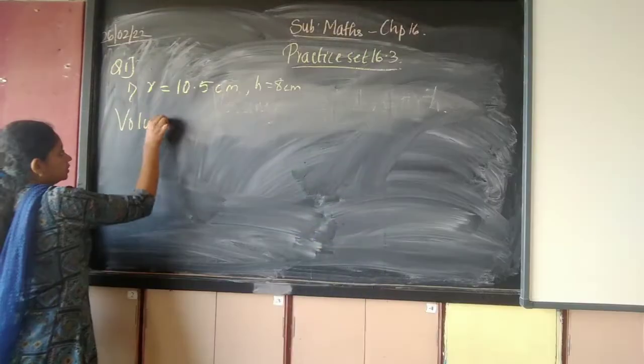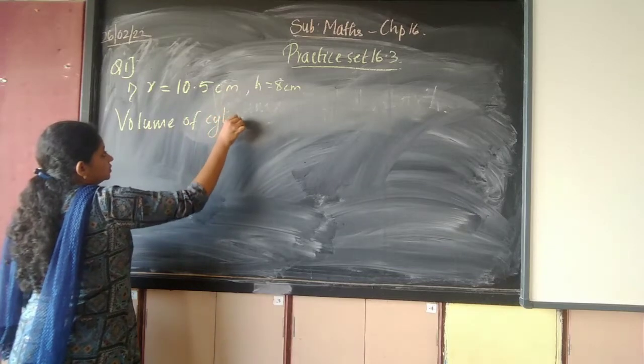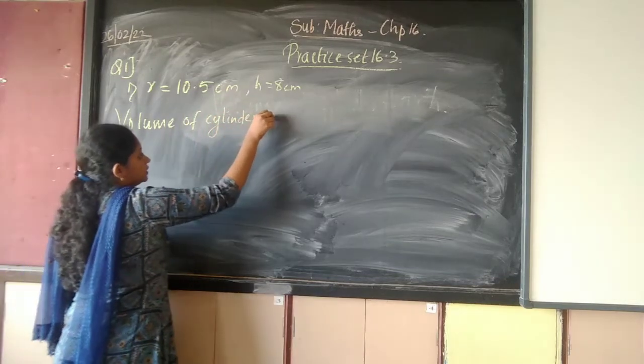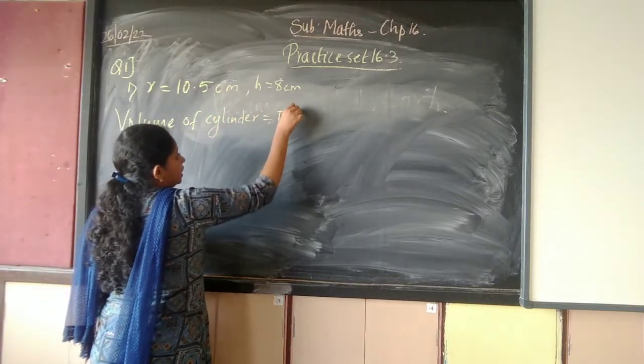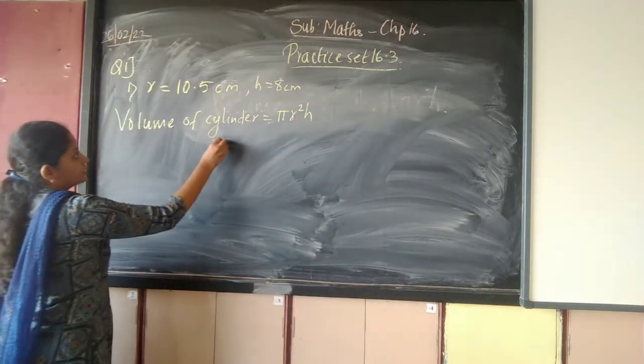So in that there are 4 questions. The second and third one are for homework. The first and fourth one I am going to do now. So let's begin. The formula is pi r square h. Okay. Now substitute the values.